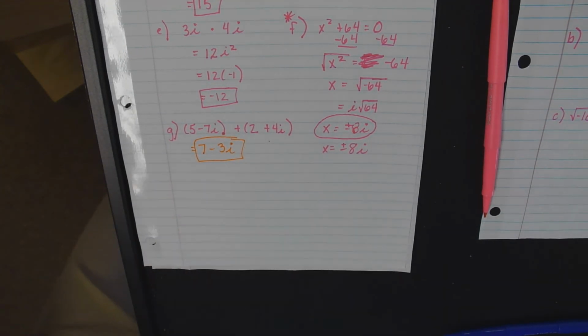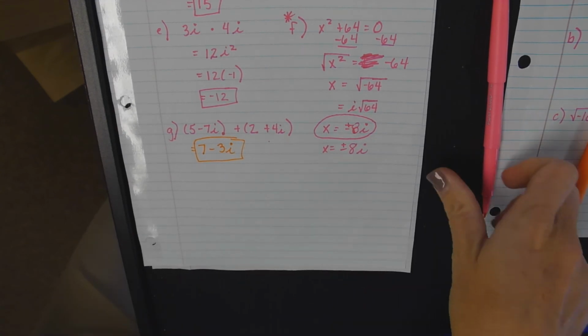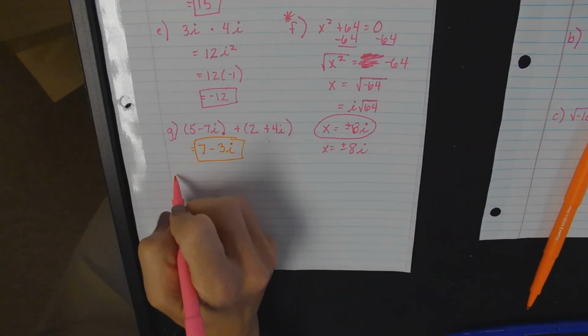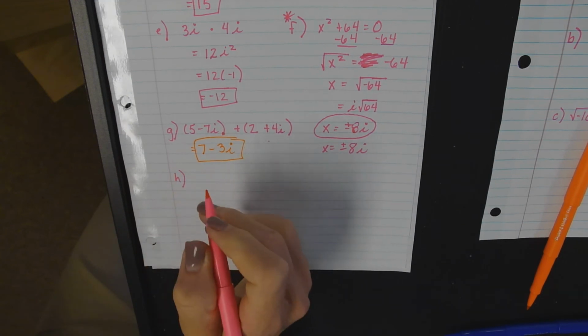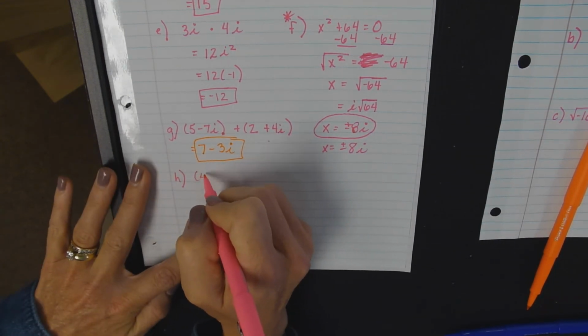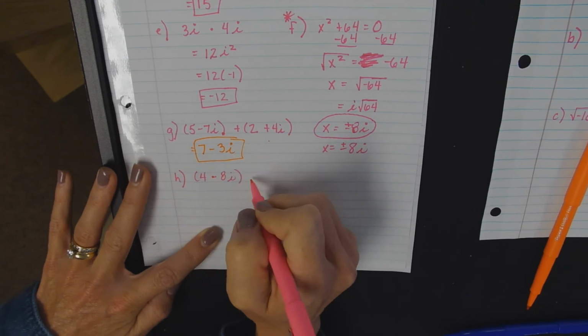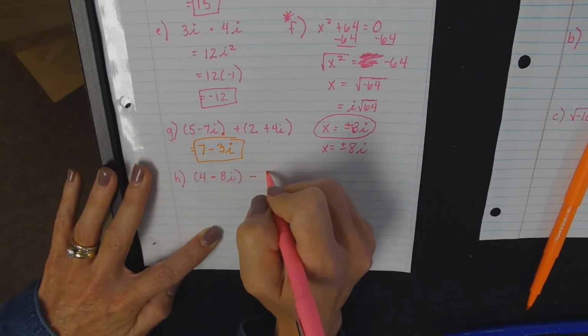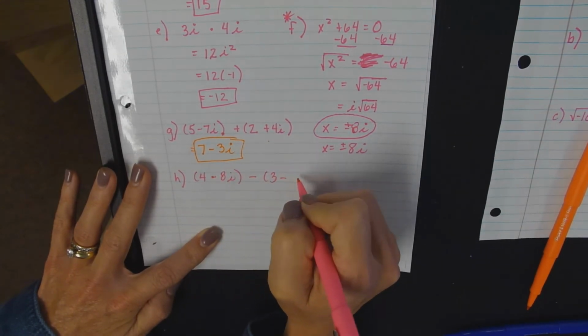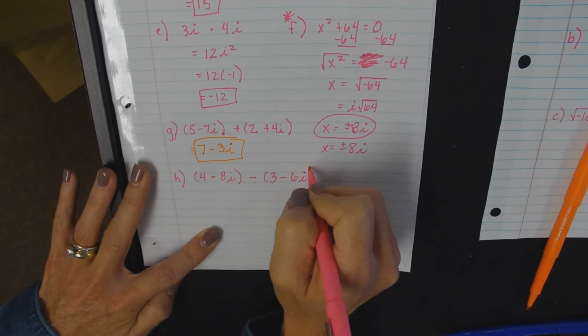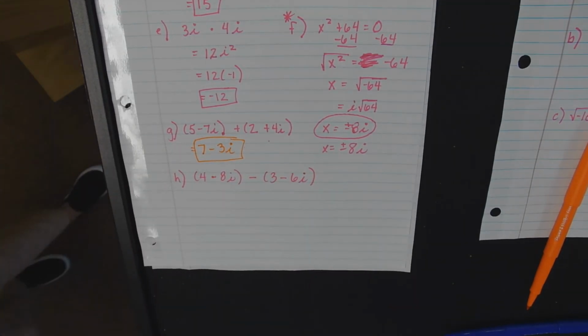I knew you had it in you. I'm sorry. No, it's okay. I'll do one more. I'm doing a lot and I'm going fast only because I think I can. 4 minus 8i. I am going to throw in a nice negative. 3 minus 6i. Simplify.